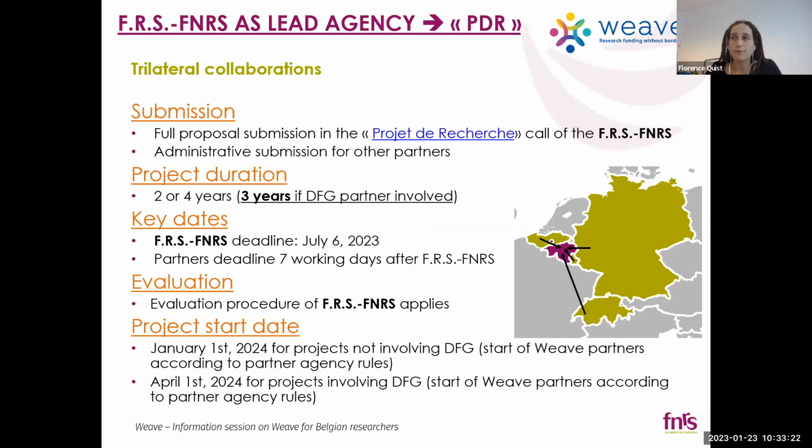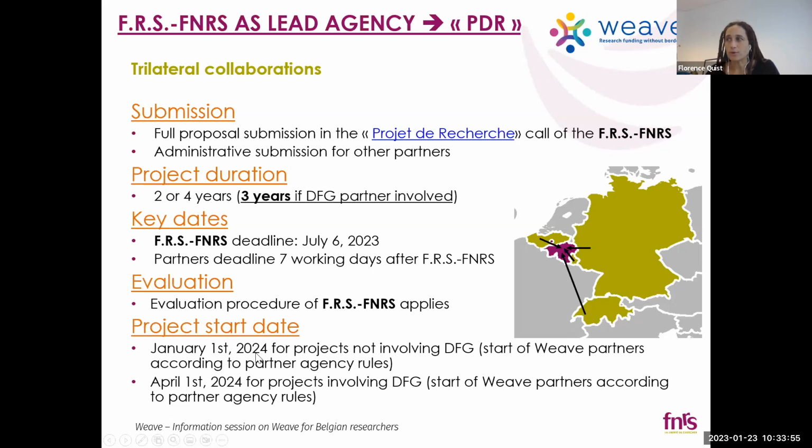Now, you can also have, as it was mentioned before, trilateral collaborations. So if the FNRS has the lead, then once again, you submit your project in the PDR call of the FNRS, and both your other partners will do their administrative submissions at their agency. The project durations will be 2 to 4 years, only capped at 3 years if a DFG partner is involved. Our deadline has not changed. We will do the evaluation procedure, and the project start dates are set.